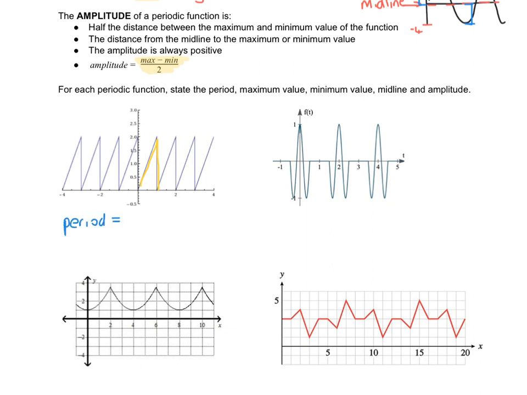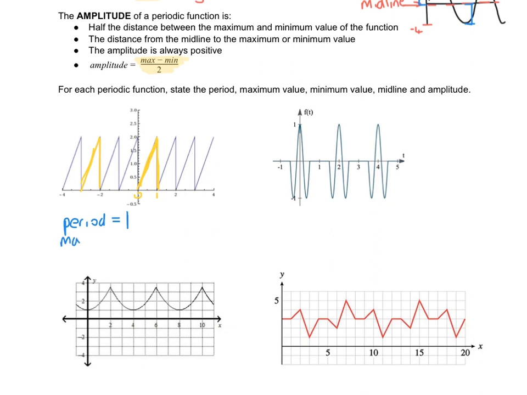So the period here, I can take a repeating interval from anywhere on this graph. I could have taken this one if I wanted to find my period. But I am going to take this initial one that I highlighted because it will be easier for me to measure my period. My cycle started at 0 and it ended at 1, so the period is 1.